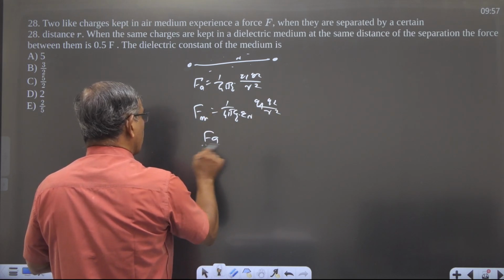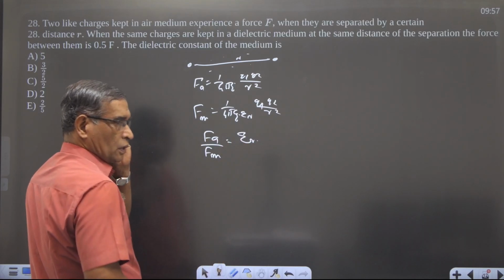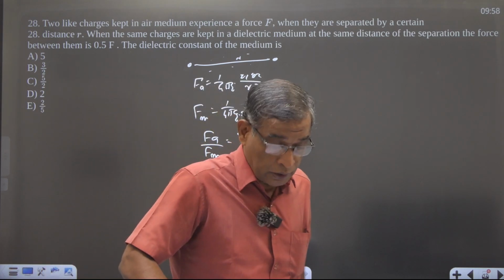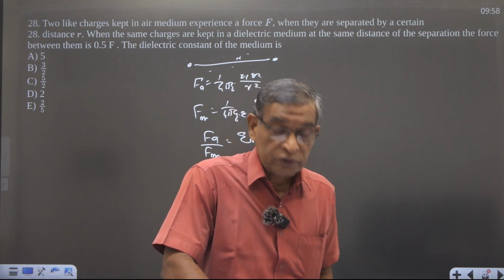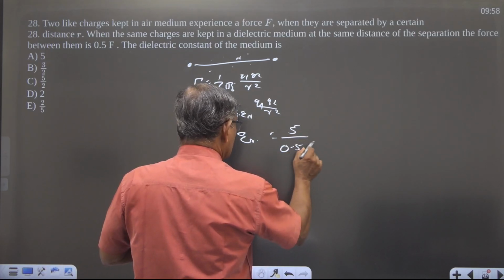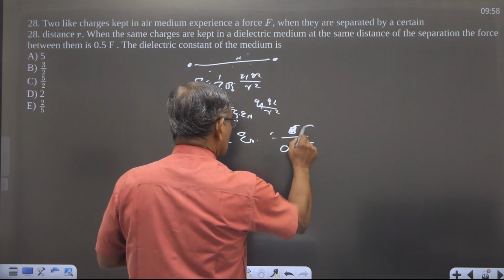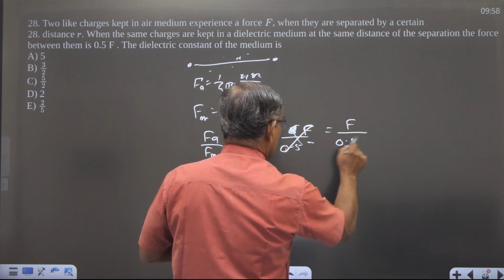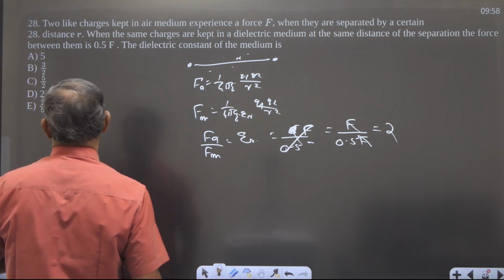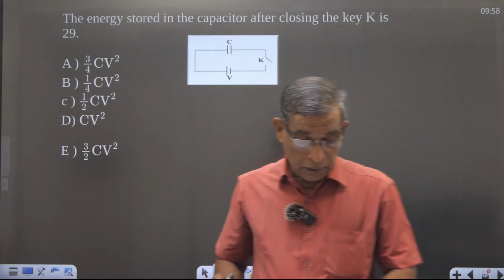Then dividing F in air by F in medium, we get epsilon r, the dielectric constant. So this is our relevant formula: F in air by F in medium is equal to epsilon r. In our problem, we are given both. Force in air was F, whereas force in medium is equal to 0.5 F. So that is F by 0.5 F, the F cancels out. So the dielectric constant of the medium that is filled in is 2. So the option is the one with 2. Okay. Next question.